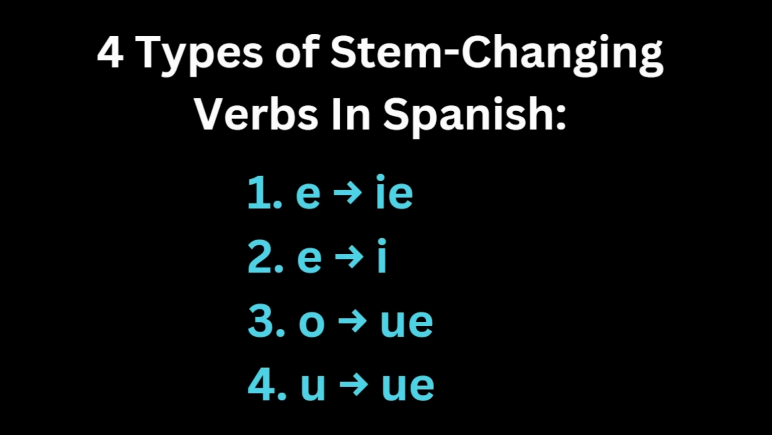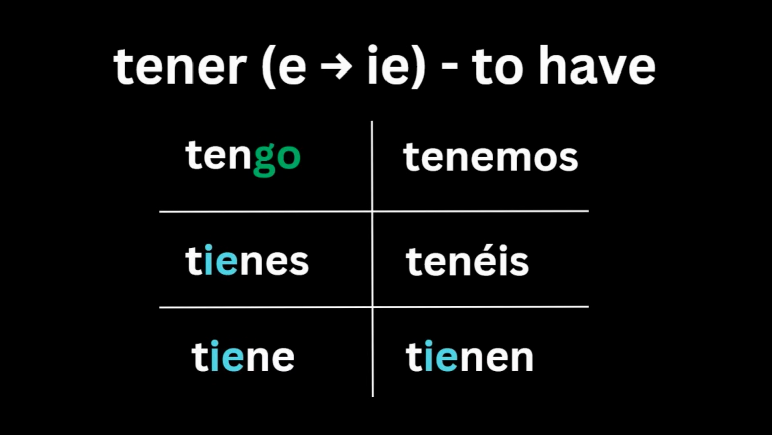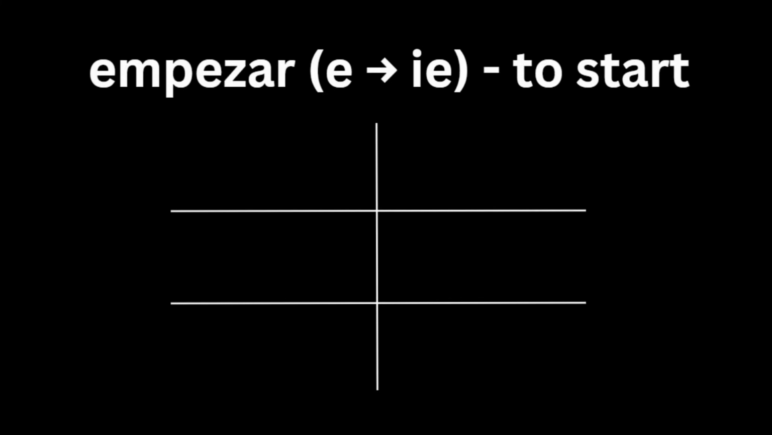The 4 main types of stem-changing verbs in Spanish are e to ie, e to i, o to ue, and u to ue. Considering e to ie as the first category of stem-changing verbs in Spanish, I actually already covered a verb like that in one of my previous videos, and that is the verb tener. However, for the sake of learning, let's use a different useful verb like empezar, which means to start or to begin.